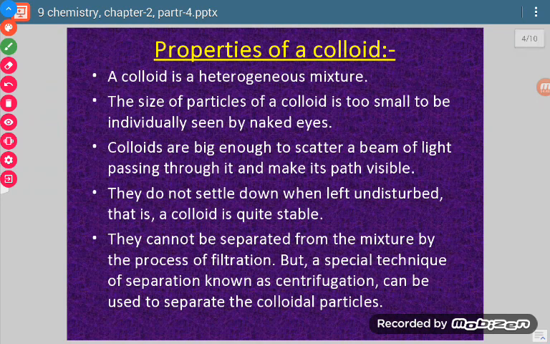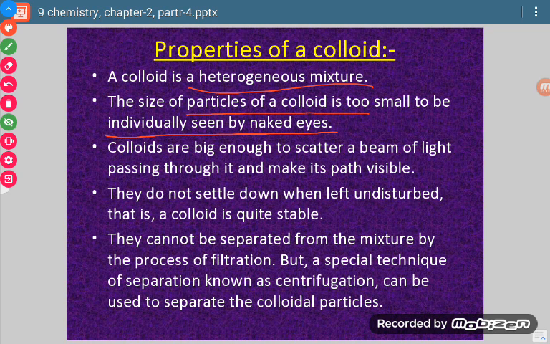Now let us discuss the properties of a colloid. What are the different properties of colloid? First property, colloid is a heterogeneous mixture. Second, the size of particles is too small to be individually seen by the naked eye. Though particle size is from 1 nanometer to 100 nanometer, we cannot see this easily because that size is not big enough to be seen by naked eye.